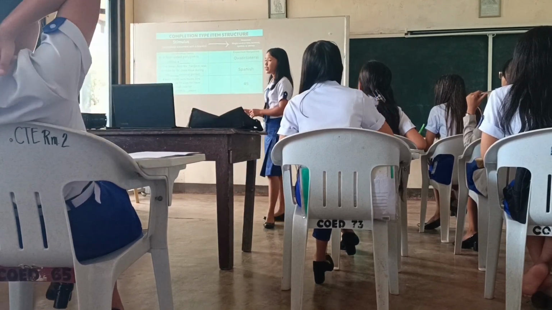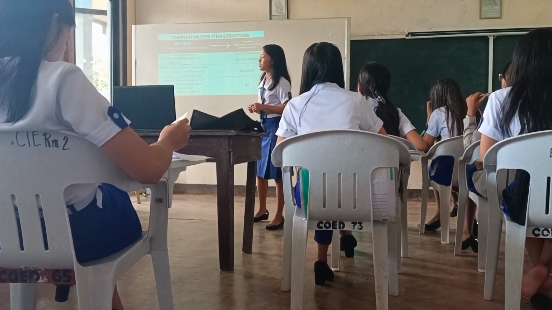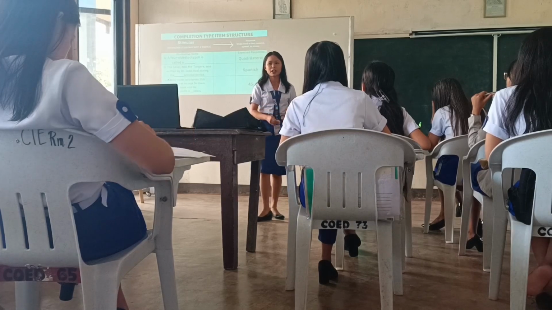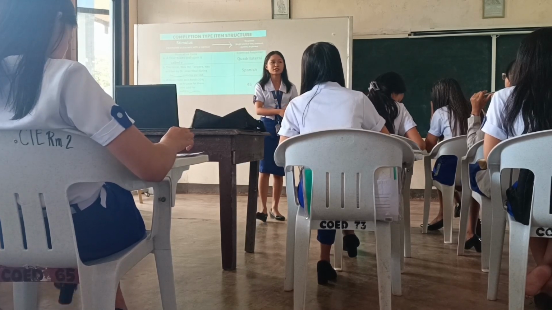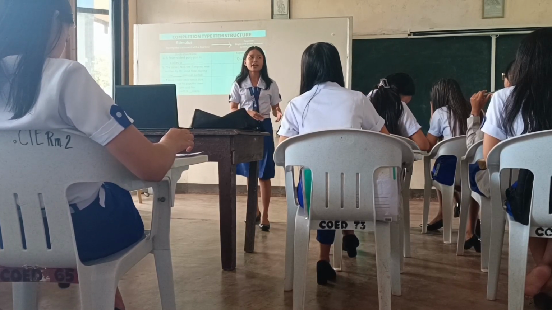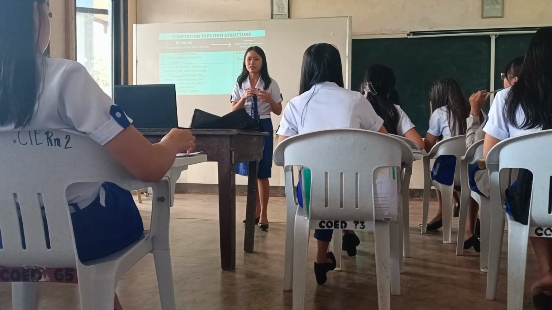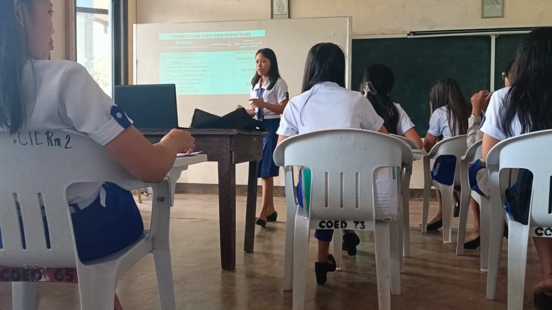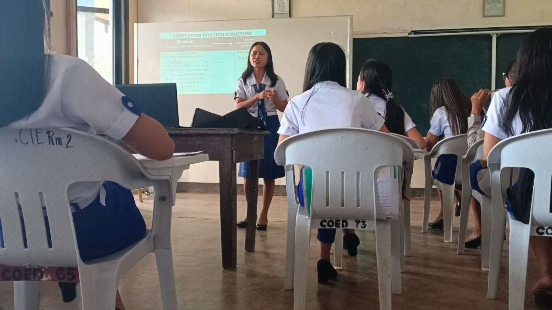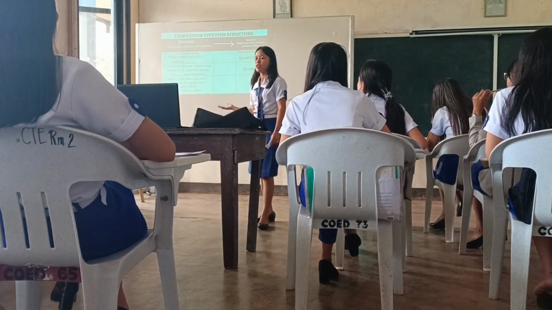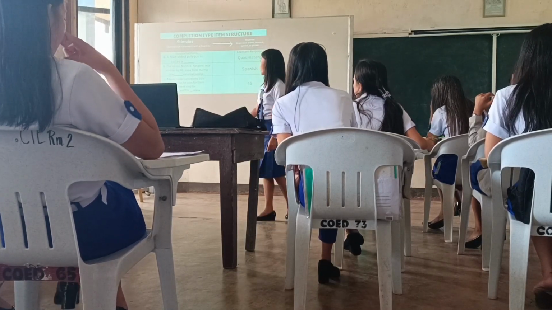So take note, in using a completion type of item, the blank must be placed at the end or towards the end of the sentence or question, because the purpose of this is to provide the learners or the students the idea on what we are assessing. It is providing information on what we are assessing. A completion type is also called gap filling. Why is it called gap filling? Because as we can see in the table, we need to fill in the blank.